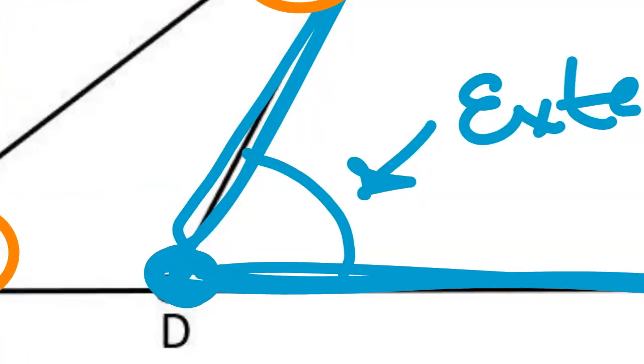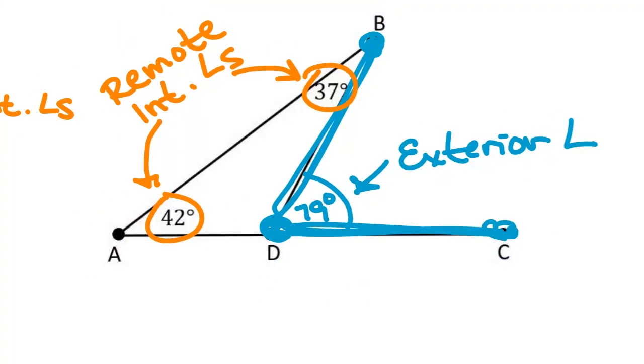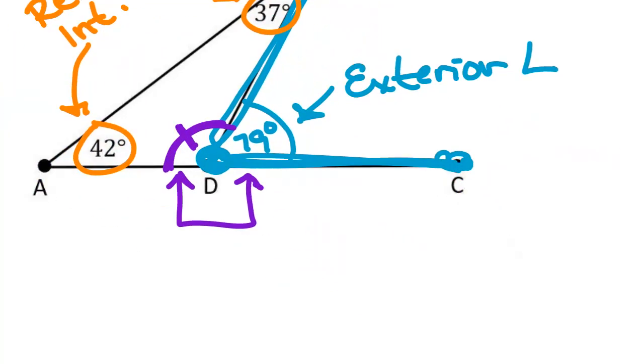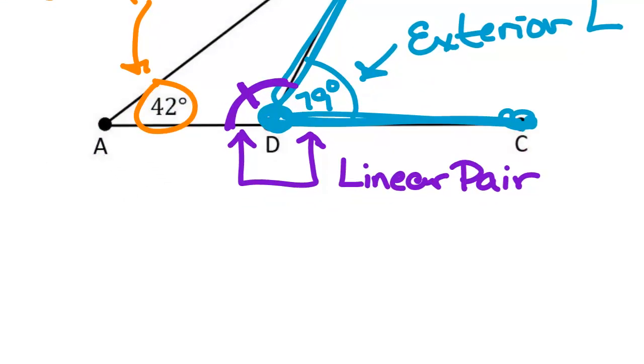All right, so we said the exterior angle is 79 degrees. So I'm going to add that to my picture right here. We also want the measurement of angle BDA. Angle BDA is this angle over here. What's the name for this pair of angles right here? Linear pair. And what do linear pair angles add up to? 180.